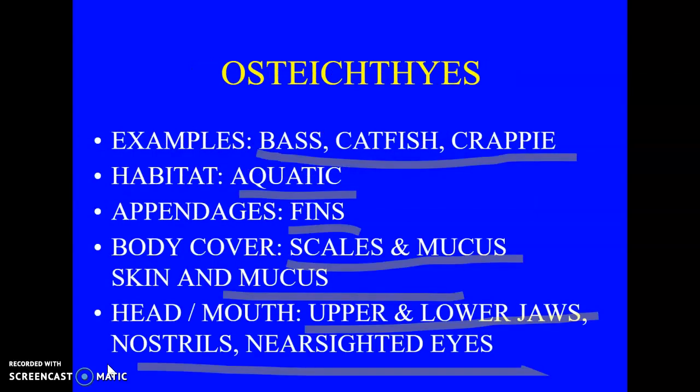Now, OSTEICHTHYES, these are the fish you're familiar with. Examples, bass, catfish, and crappie. A habitat is aquatic, in the water, of course. Appendages, it has fins. Body cover, it's either scales and mucus, or it could have skin and mucus, like a catfish. And head and mouth, it has upper and lower jaws. There are nostrils and very nearsighted eyes. It sees fairly well up close, but not too well at a distance.